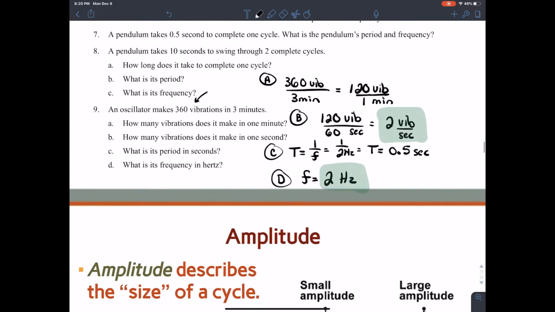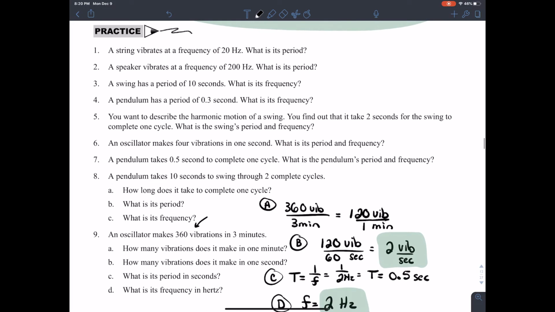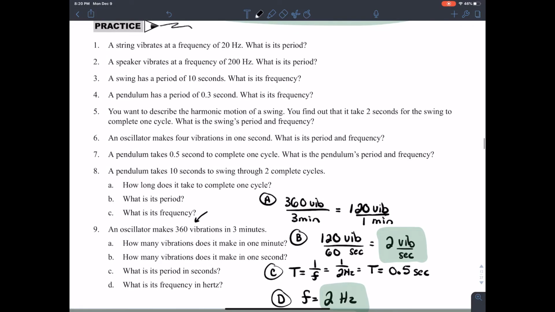All right, so what you need to do is answer the rest of these questions here for tonight. They're not difficult, they're pretty straightforward, and you have to do that on a separate piece of paper.